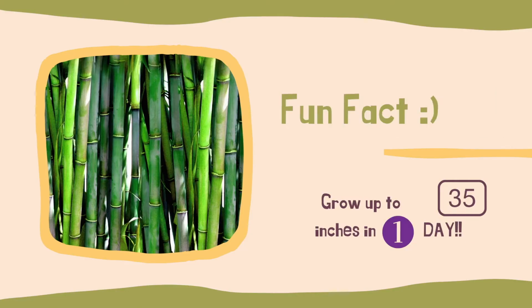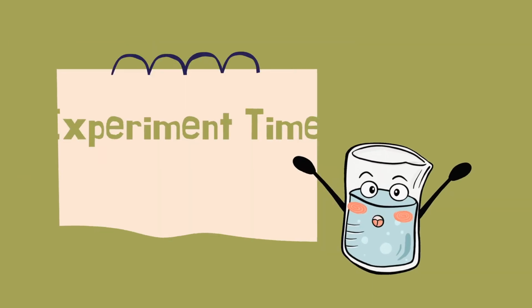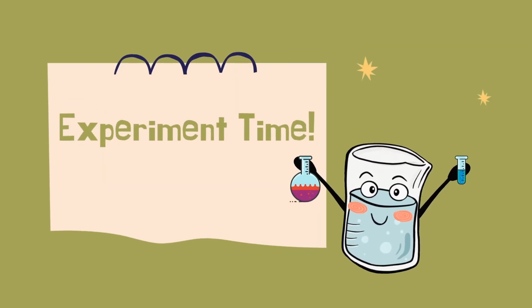And the second thing I wanted to tell you about, it's a fun fact. Did you know that the fastest growing plant in the world is bamboo? It grows up to 35 inches in just one day. Isn't that amazing?